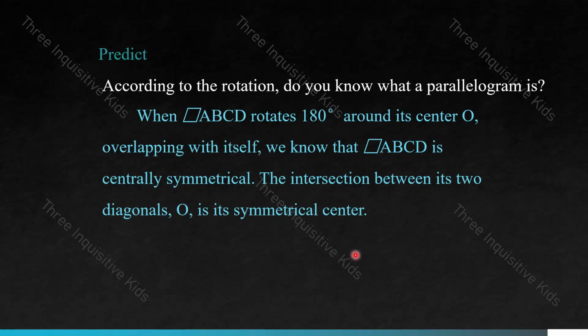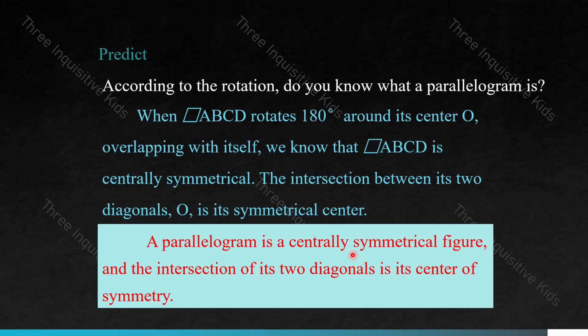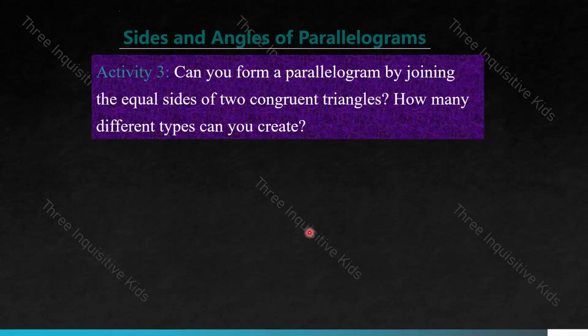So here is another property of parallelograms. When parallelogram ABCD rotates 180 degrees around its center O, overlapping with itself, we know that it is centrally symmetrical. The intersection of its two diagonals, O, is its center of symmetry. A parallelogram is a centrally symmetrical figure, and the intersection of its two diagonals is its center of symmetry.